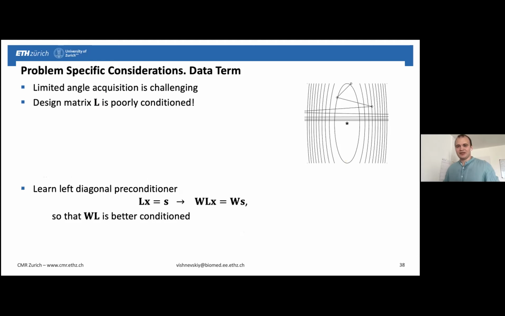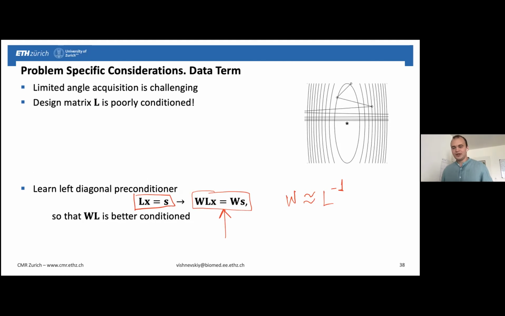What else can you do with poorly conditioned matrices? Well, you can use a preconditioner, right? If you have to solve this system of linear equations with a poor condition number, let's just multiply it by a non-singular matrix from the left called W here. And if W is approximately the inverse of L, then the resulting problem, this one, will be much better conditioned. And we will learn the preconditioner in the unrolled optimization.